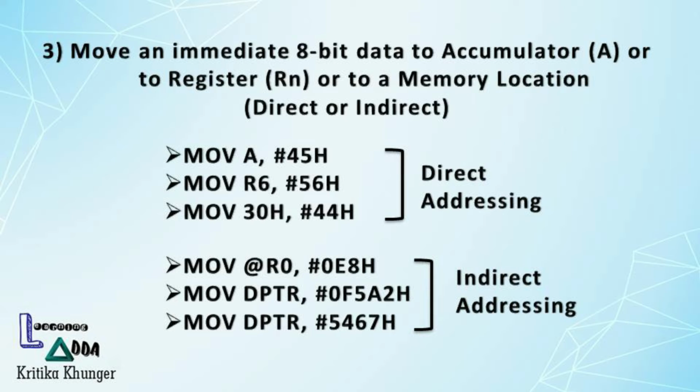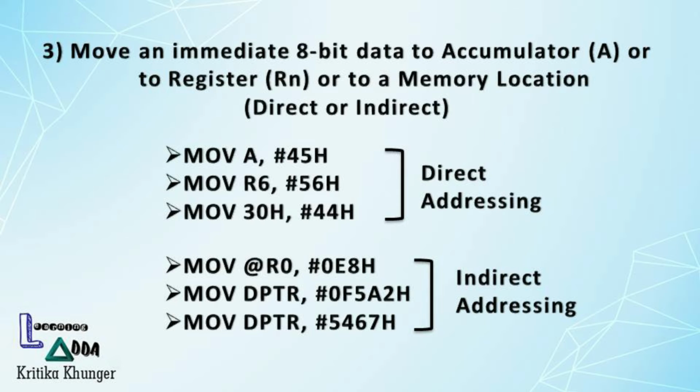We have taken 3 examples. In the first we are using accumulator, in the second we are using R6 register, and in the third we are using a memory location. We are moving the content into accumulator, register and memory location respectively. So here 30H is the memory location. So we say over here we are moving the immediate 8-bit data 44H into memory location 30H. Now next we are using the indirect addressing.